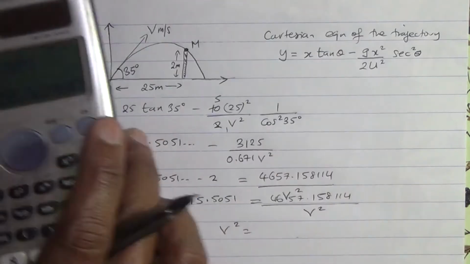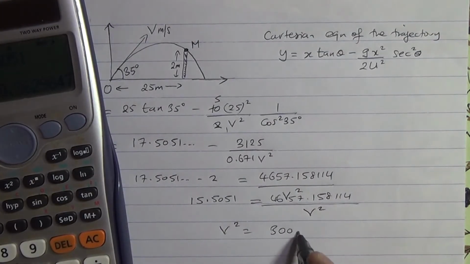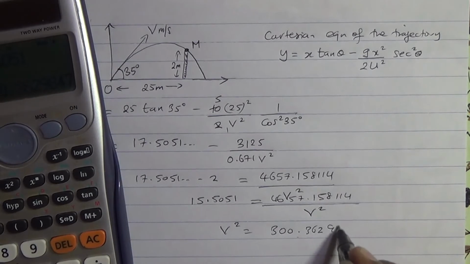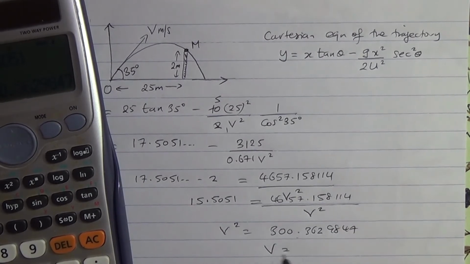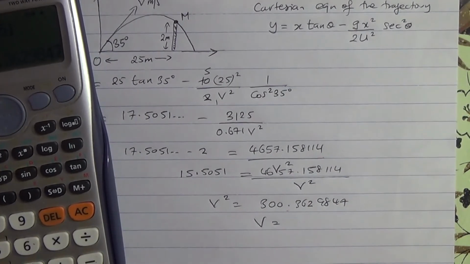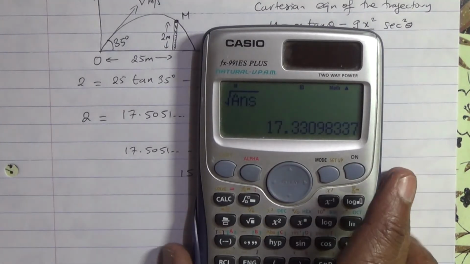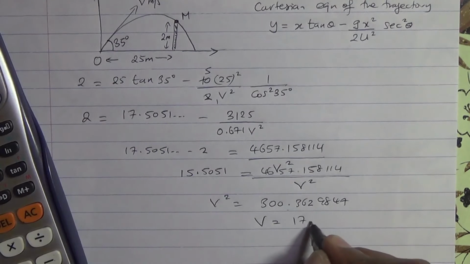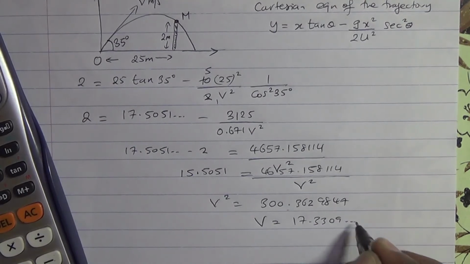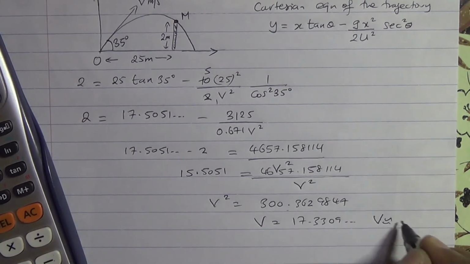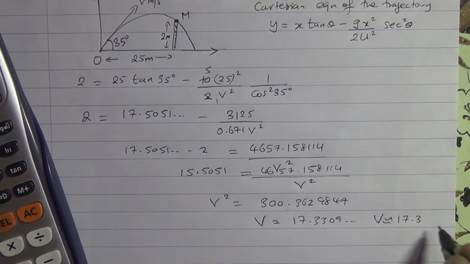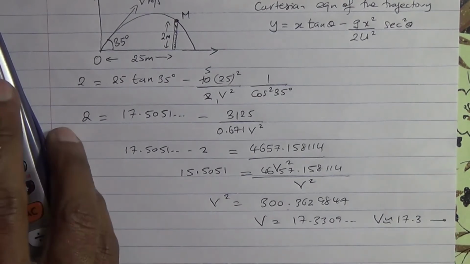It turns out to be 300.3629847. So v is the square root of all of that. Let's take the square root of this, 17.3309 and so on. So I can say v is approximately 17.3, and that's the answer to the first part.